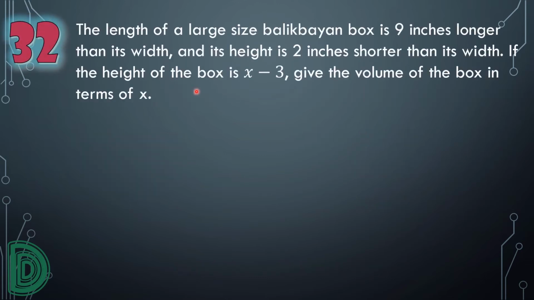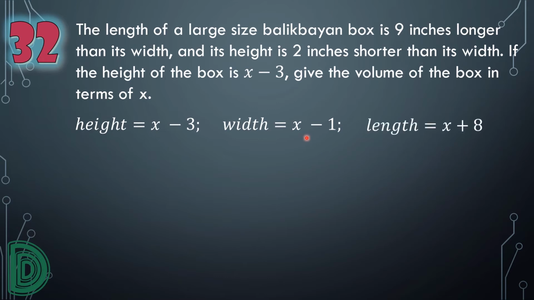Next number. The length of a large size balikbayan box is 9 inches longer than its width, and its height is 2 inches shorter than its width. If the height of the box is x minus 3, give the volume of the box in terms of x. Let the height be x minus 3, so the width will be x minus 1. And then the length will be x plus 8.